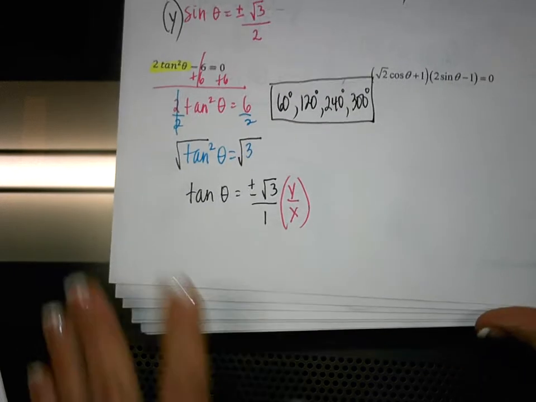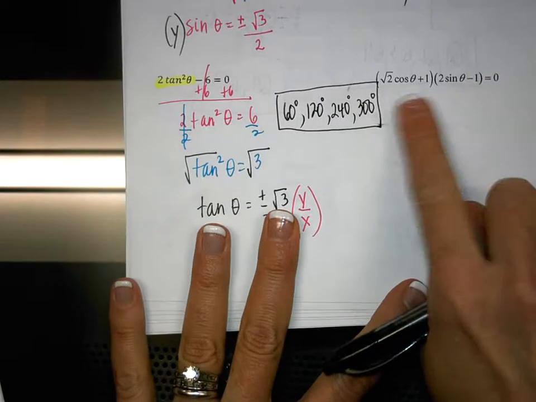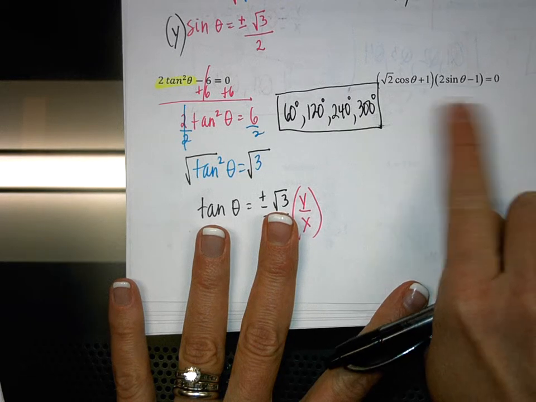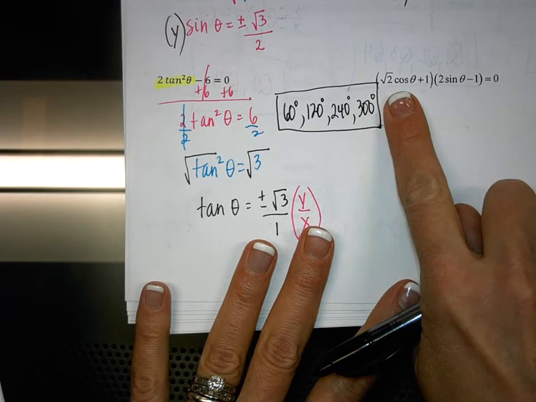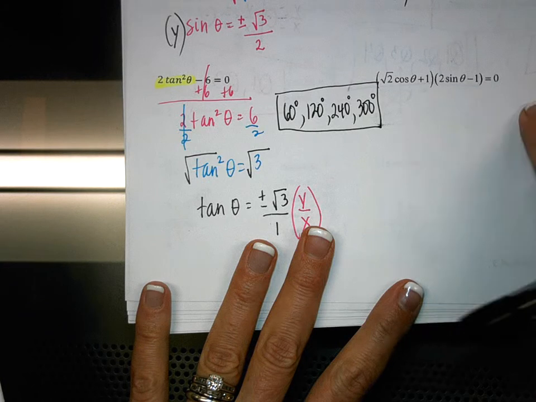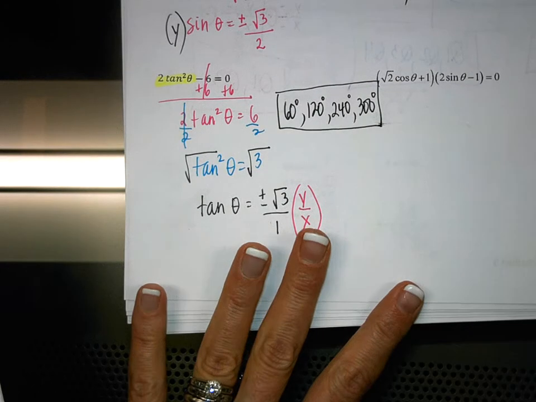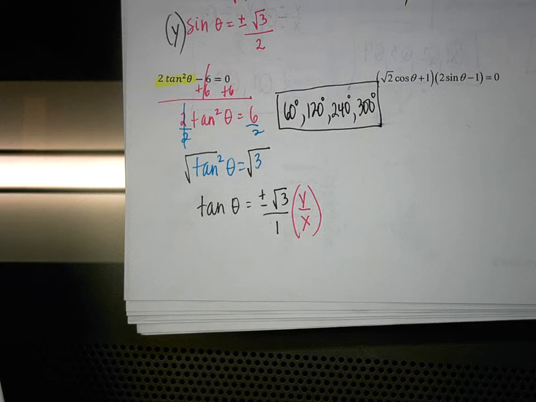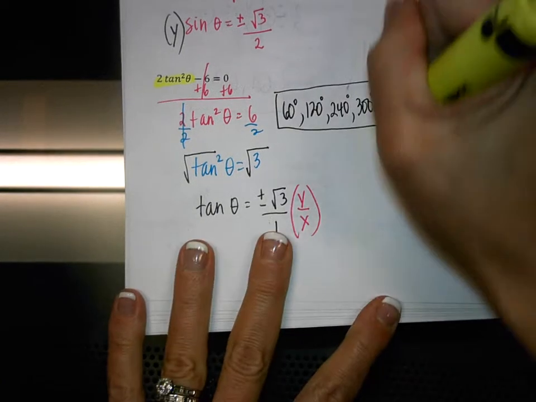On this one, do you see how these are factored? They've actually made this very nice for you. All we're going to do is take each of these factors and set them equal to 0 and solve. So this one actually has 2 problems in one. Does that make sense?